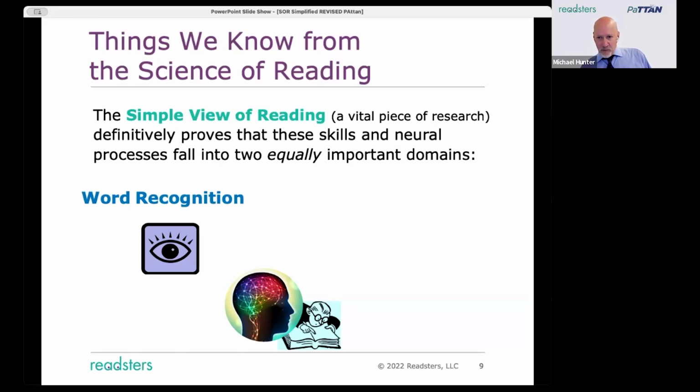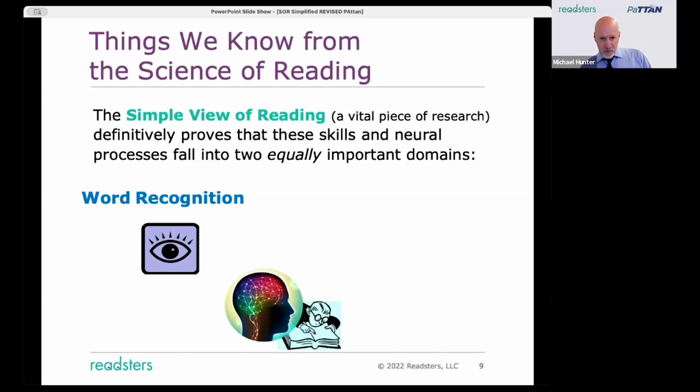So a proficient reader will see print, and if it's actual English, if you're an English reader, the word will instantly just appear in their brain. Seems like magic, but it's not. And we know from science exactly how that happens. But you see the print and it becomes language.